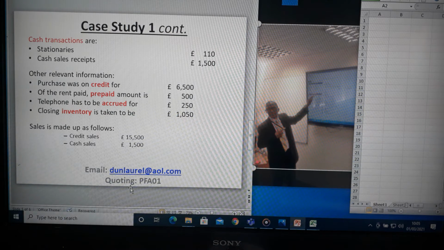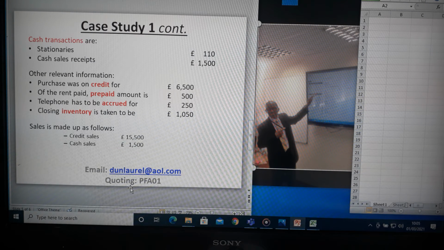The next one is accrual. She has to accrue $250 for telephone. Accrual is when you enjoy some services, but you have not paid for that service, maybe because the bill has not been presented for settlement. Then you have to accrue for that particular service. Don't wait for the bill before you do that. Otherwise, you'll be overstating your profit and might end up paying more tax.